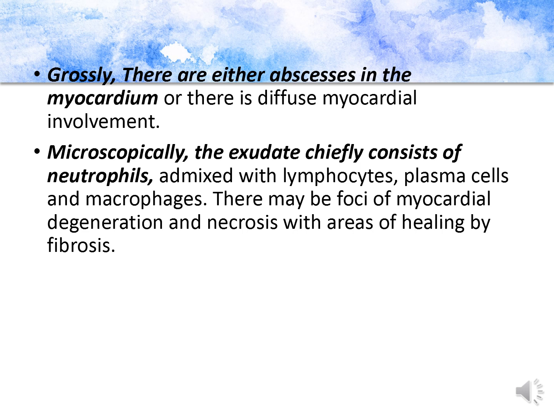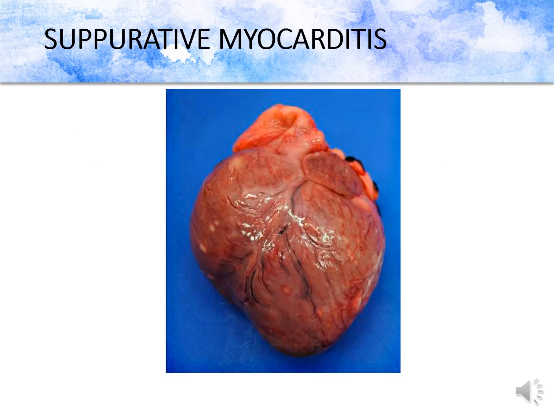Under microscope, exudate mainly consists of neutrophils admixed with lymphocytes, plasma cells, and macrophages. There may be foci of myocardial degeneration and necrosis with areas of healing fibrosis. Here we see suppurative myocarditis. Look, there are some foci of suppurative inflammation, like small abscesses within the myocardial tissue.